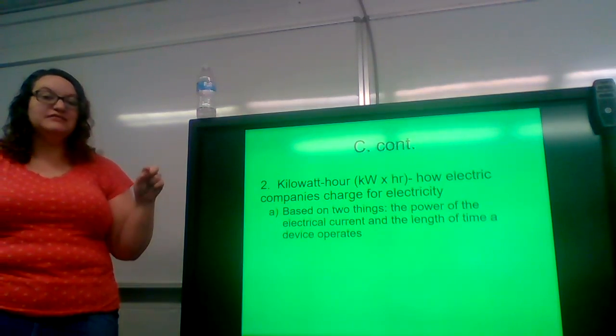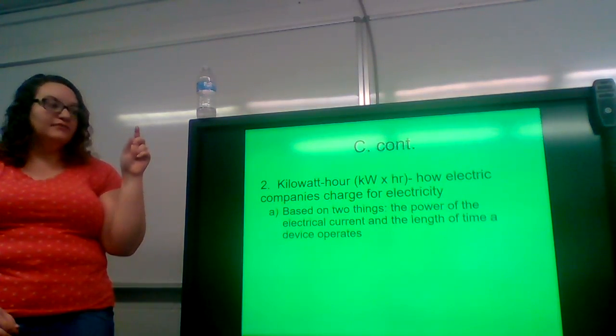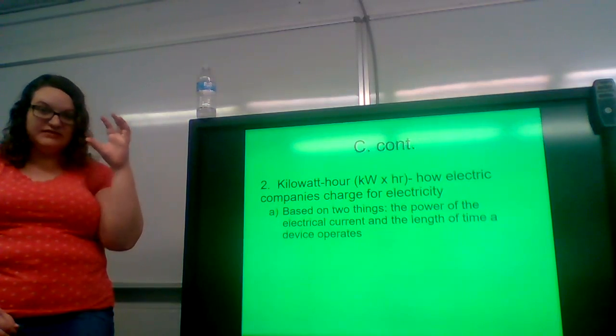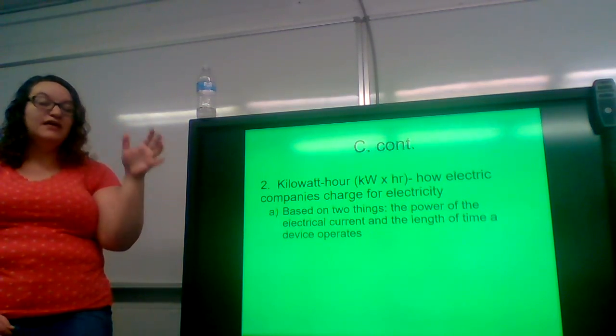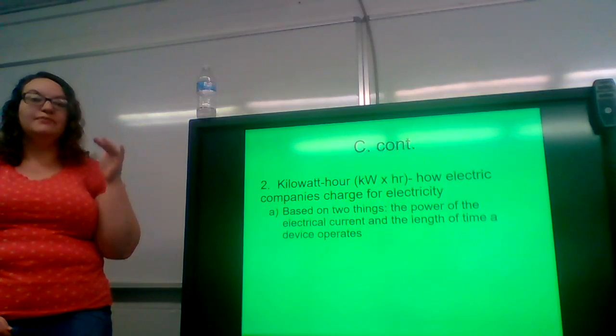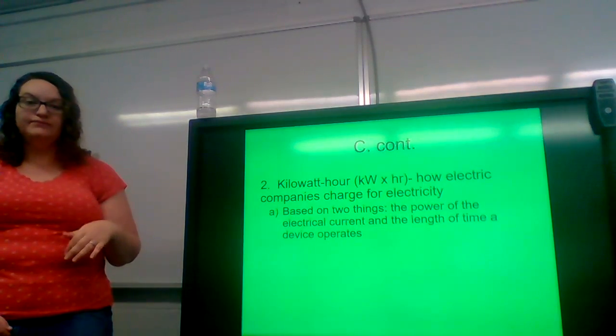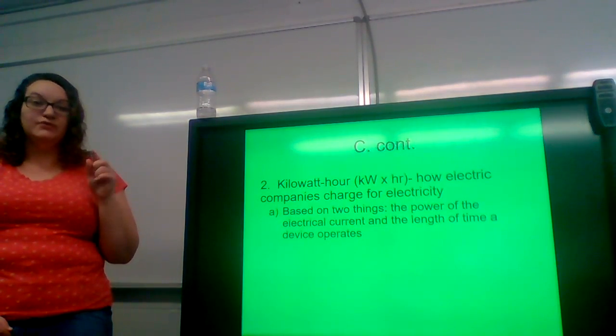It's because the meter on the side of the house, the electrical meter on the side of the house, reads how much time electrical devices were on, all right? It's also why when you get older and you're paying for your own electricity, you're going to want to shut things off when you're not using them.